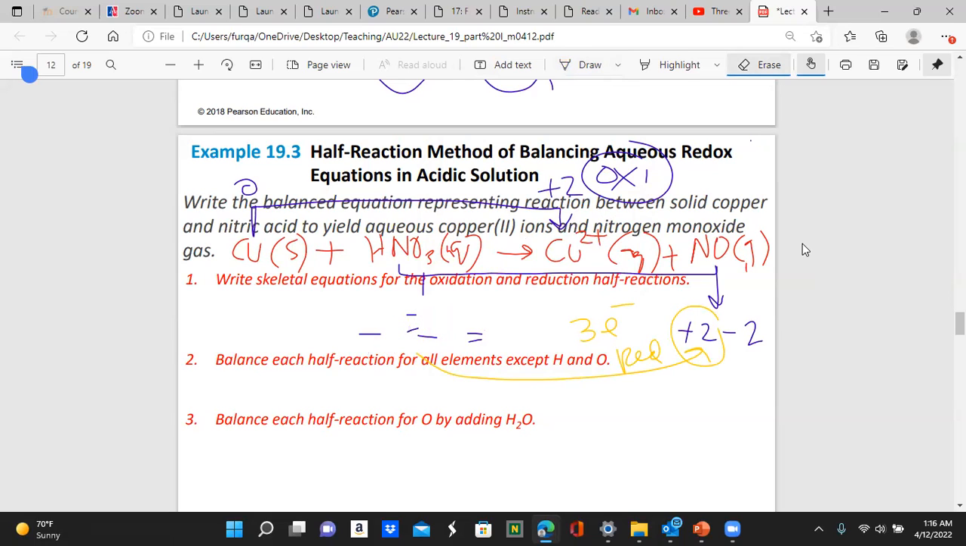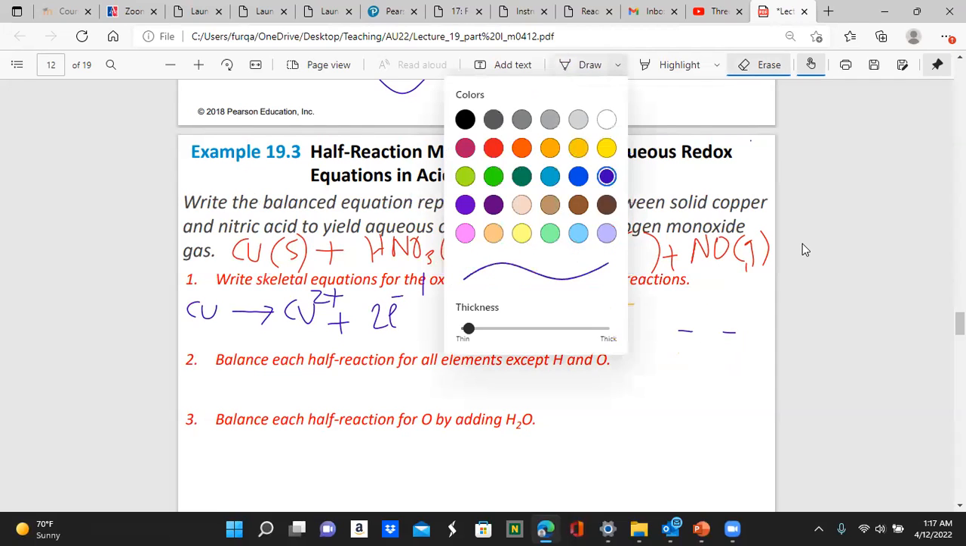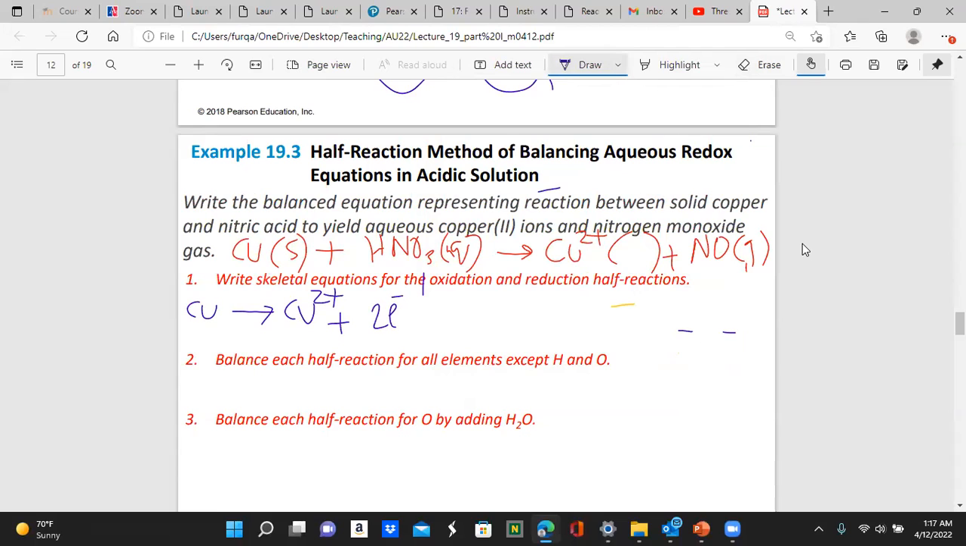So now I can write down my 2 half reactions. The first reaction is copper, and that's going to go into Cu2+, which means a loss of 2 electrons, so 2 electrons are being lost. And when I'm writing my reduction reaction, I'm going to go with HNO3, and that's going to go into NO. And I know that 3 electrons are being gained.